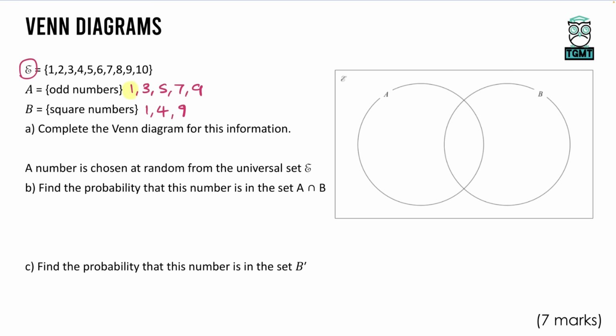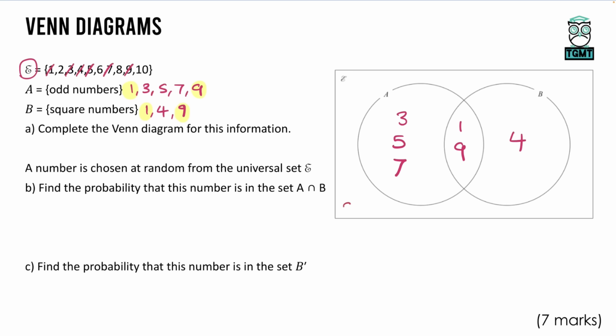Now the first thing we want to do is have a look if there's anything in both. So we have a 1 and we have a 9. So they're going to go in the intersection. Now as soon as I put them in the Venn diagram, I'm going to cross them off my list. I then have 4 that goes in B, and we'll cross that off. And I have 3, 5 and 7 that go in A. So 3, 5 and 7.